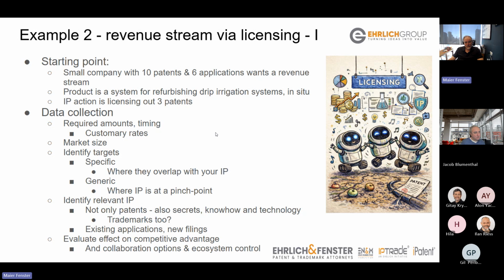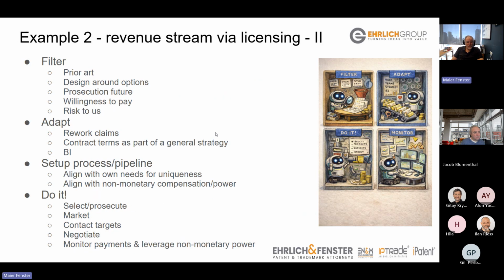interaction with the ecosystem. So we collected all of this information, and now we apply filters. Anything that has prior art, we probably shouldn't try to license. Anything that has design around options, things that have a future prosecution where all sorts of things might happen, who's willing to pay, what is the risk to the company, and now part of the execution is modifying your claims to make them better for licensing or better for licensees. You have to start thinking about the contract terms in your licenses. This is part of an overall strategy.